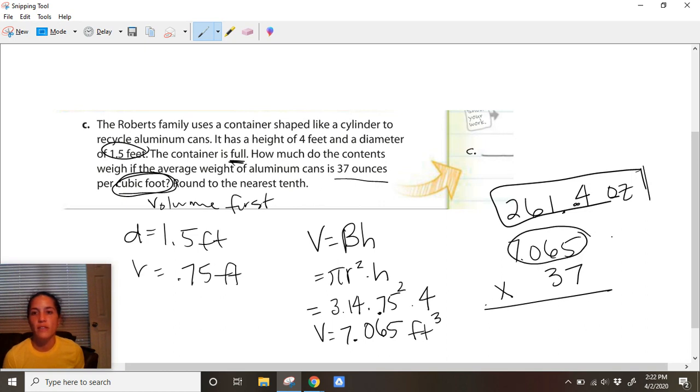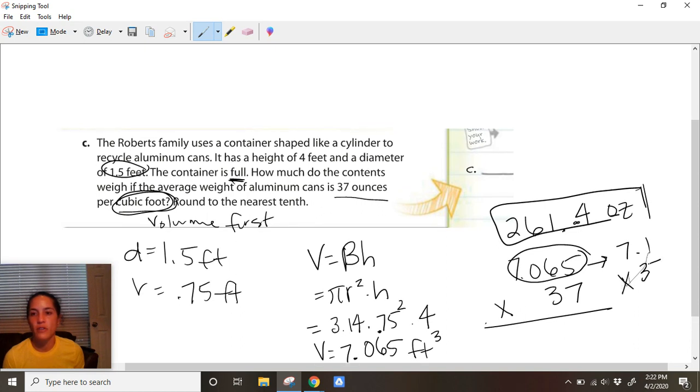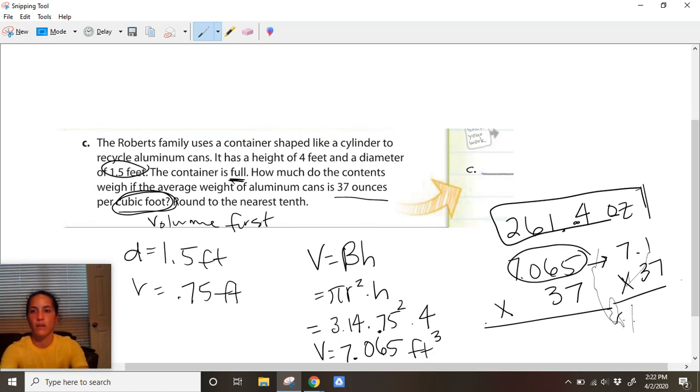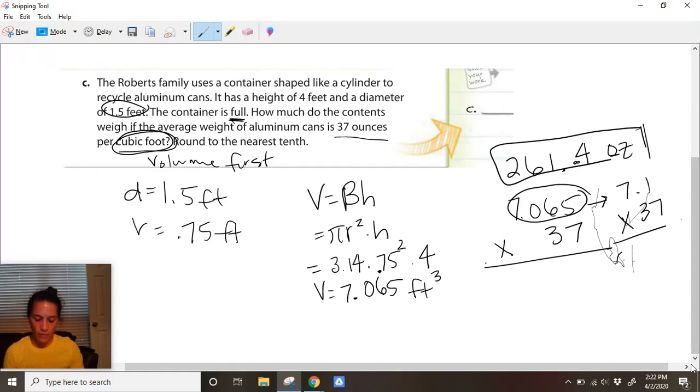261.4. However, if you rounded this number to 7.1 and then did times 37, 7.1 times 37, you would get 262.7. So I'm just showing you how if you keep the number that came up in your calculator, you get one answer.